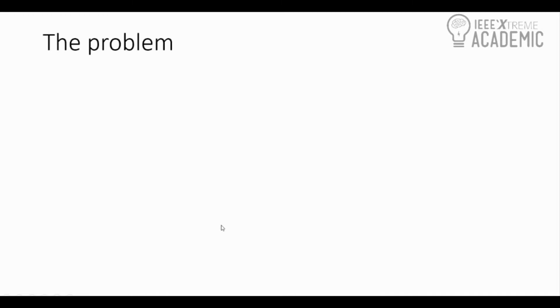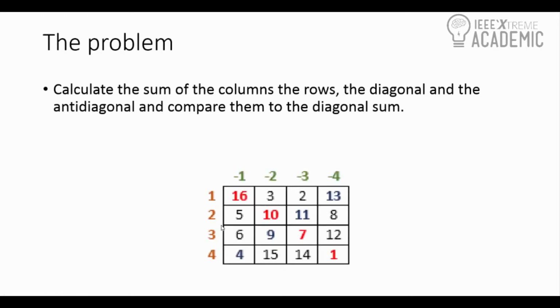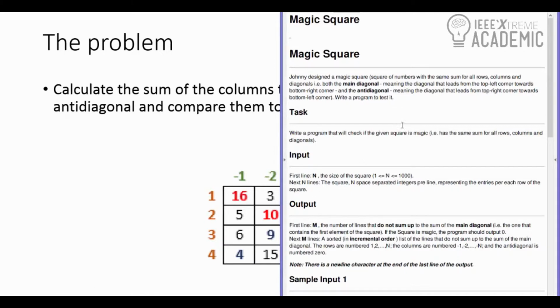So let's take a look at the problem. The problem simply asks to calculate the sum of the columns, the rows, and the diagonals, as well as the anti-diagonal, and compare them together. That's pretty much the whole thing we have to do. The problem doesn't have a long story behind it, just a few lines, and pretty much just asks to calculate all of these sums and then compare everything to the main diagonal and print out the ones that do not match.